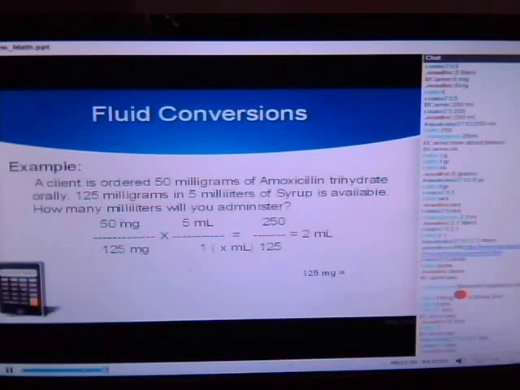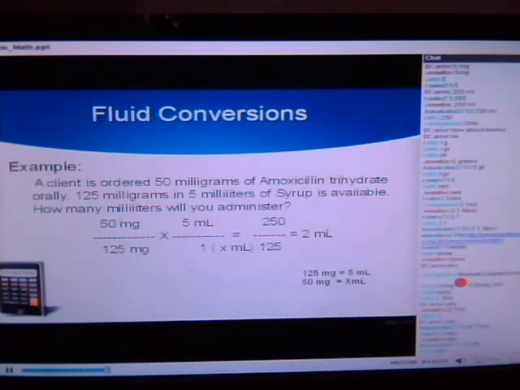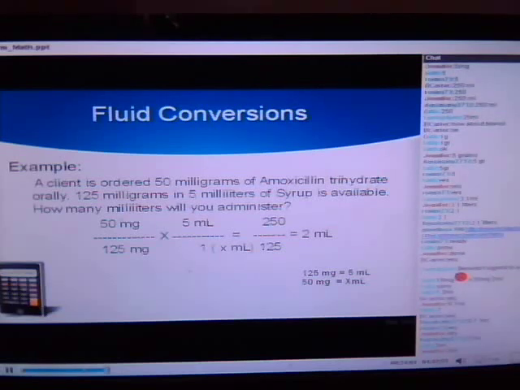All right. So what do we come up with? If 125 mgs equals 5 mL, and we're supposed to give our client 50 mgs, we're looking for the X. So X mL. How many mLs, gang?